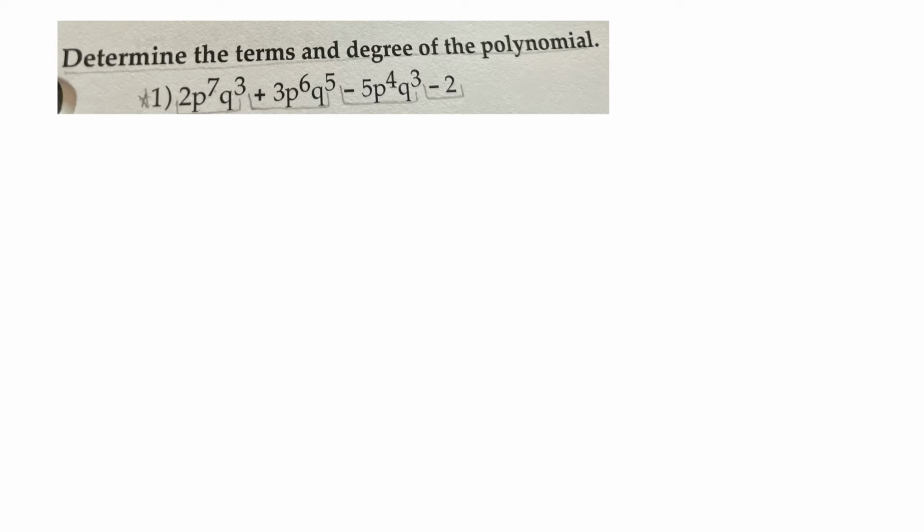All right, here's a couple of questions dealing with polynomials. This one says determine the terms and the degree of the polynomial. So terms are always separated by a plus or a minus sign. So this would be a term, that one, and this would be a term, and this would be a term. Notice I'm keeping the sign along with it, and there'd be a fourth term. So this polynomial would have four terms.